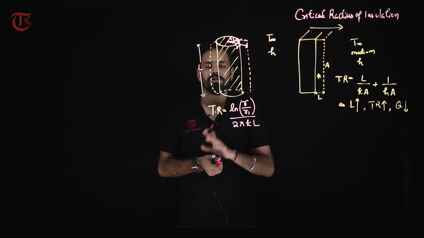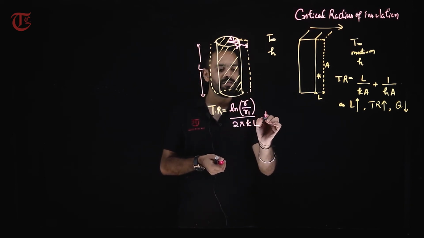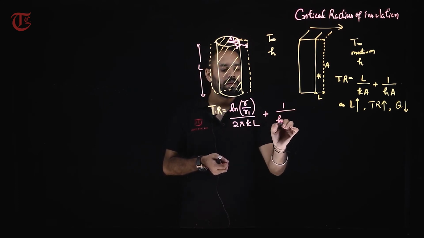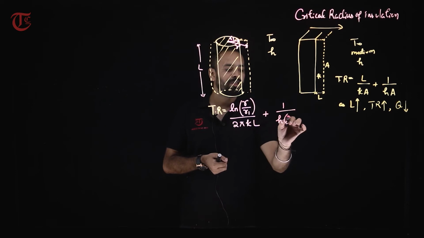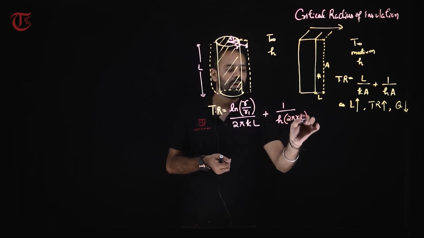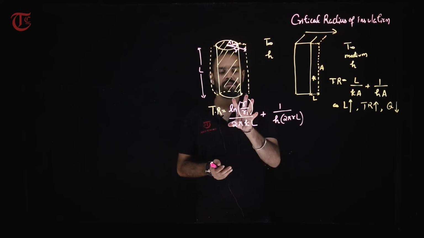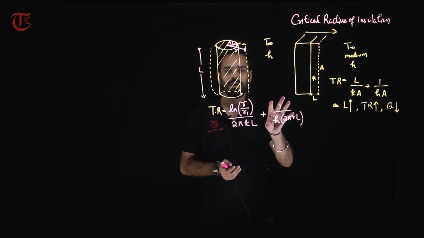This is the conduction resistance only. What is the convection resistance? The convection resistance is again 1 by hA. What is 1 by hA? 1 by hA must be 1 by h times 2 pi R L. This is how you write total resistance. So, the total resistance is the sum of conduction resistance plus the convection resistance.